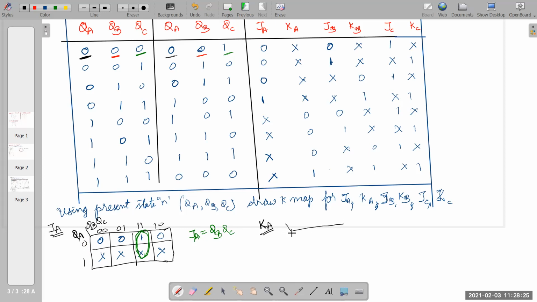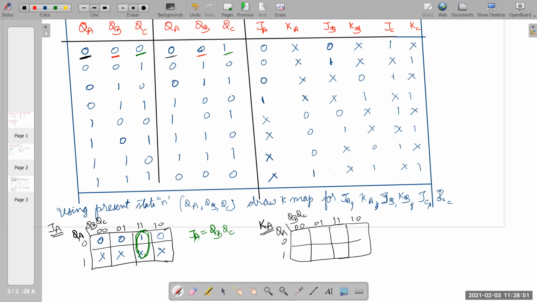KA. For that again we are going to form an 8 box. We have to draw for present state and next state. Yes, I need your answers. We are going to draw for present state or next state. We are using these values or this value. Present state, sir. Present state. Remember, you should not make a mistake in the exam. You have to use the present state.